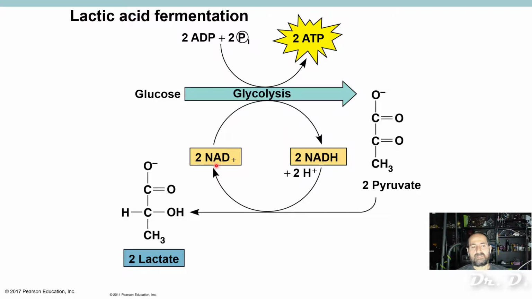But how do we get more NAD plus? Well, NADH can't go to the electron transport chain, so what it does is something clever. It gives those 2 electrons directly to pyruvate. Remember, because pyruvate can't go anywhere either. When you reduce pyruvate, it becomes lactate or lactic acid, right? Remember, lactate means lactic acid. So now you've formed lactic acid. And that's why this is called lactic acid fermentation.